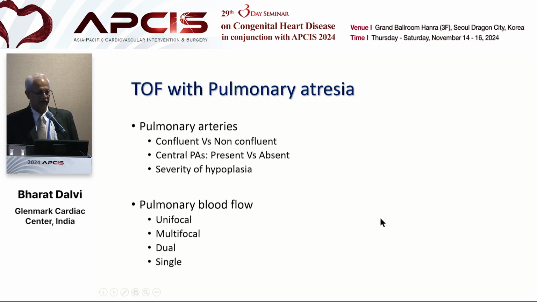As far as tetralogy of Fallot with pulmonary atresia is concerned, I think there are 2 issues which the surgeons would always like to know. One is about the pulmonary arteries, and the second is about the pulmonary blood flow.